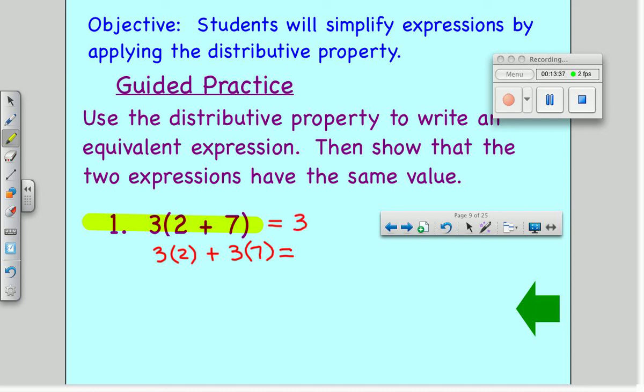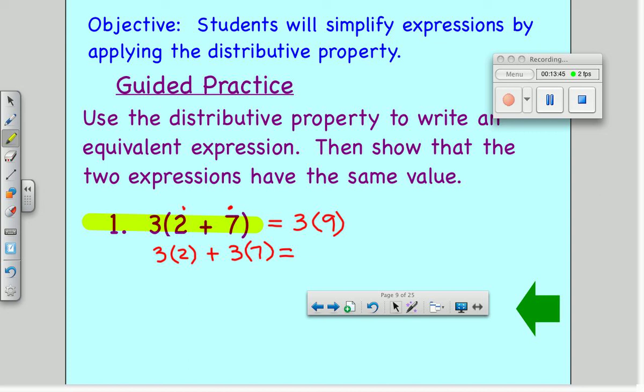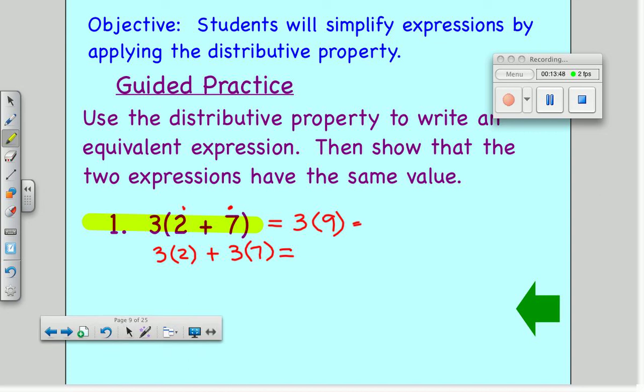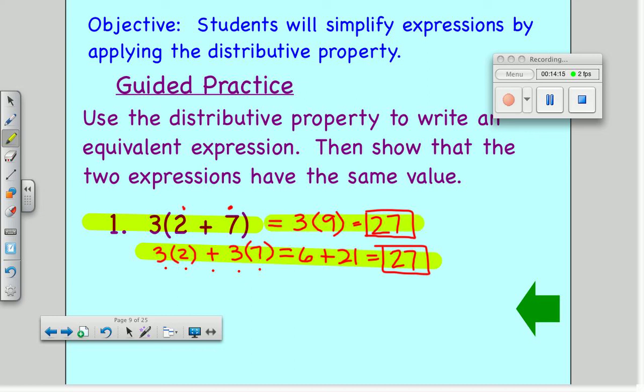This way is 3 times, now what's 2 plus 7? 9. And what's 3 times 9? 27. So there's one answer. Now let's do the other way. What's 3 times 2? 6 plus, what's 3 times 7? 21. And what is 6 plus 21? 27. So we just showed that they have the same result when we use distributive property as well as when we don't. Okay?